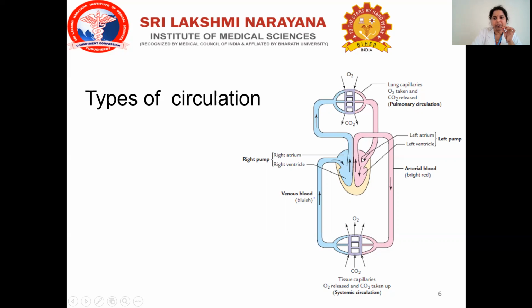After reaching the left atrium, the oxygenated blood reaches the left ventricle through the bicuspid valve. From the left ventricle, blood passes through the aorta to all parts of the body. After being utilized, the deoxygenated blood is again collected through the superior and inferior vena cava to reach back to the right atrium. So the circulation starting from the left ventricle and ending in the right atrium is the systemic circulation.